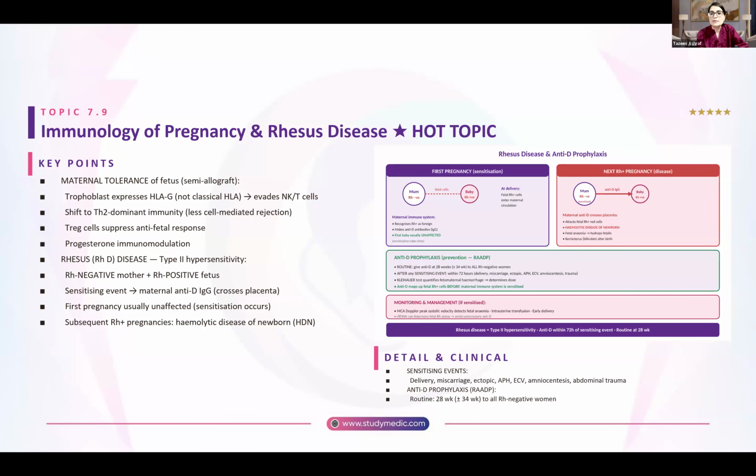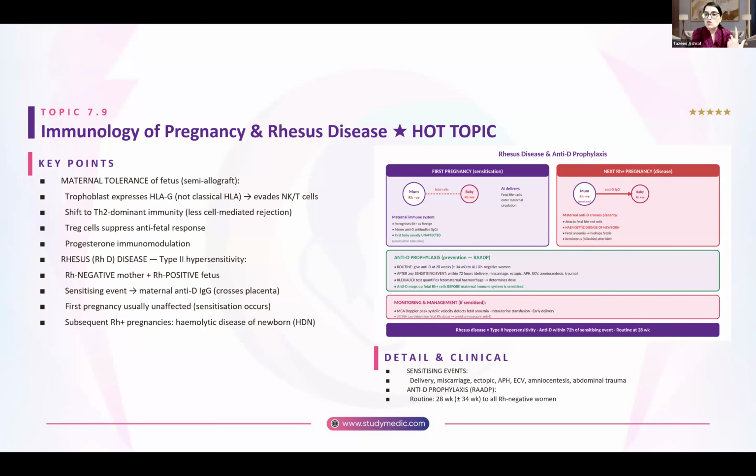So in the first pregnancy, what happens is that sensitization most commonly happens at the time of delivery, although there can be other sensitizing events as well, such as maternal trauma, bleeding, or abruption. So these are the sensitizing events which can happen. In subsequent pregnancies, the antibodies have crossed the placenta, and the mother now is having antibodies. The mother is sensitized.